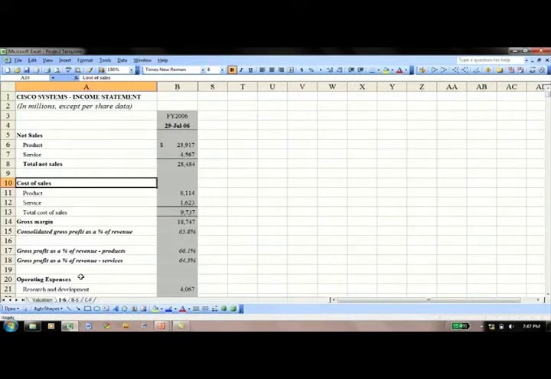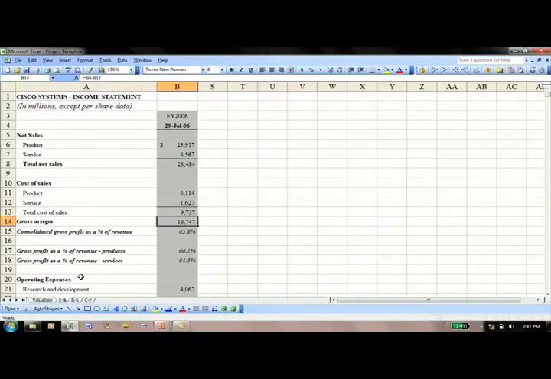So that is what makes up your cost of sales. And when you add up your product and service cost of sales, you get your total cost of sales. Now, your total net sales is $28.5 billion. I'm rounding numbers off. Your total cost of sales is $9.7 billion. When you subtract 9.7 from 28.5, you get 18.7.